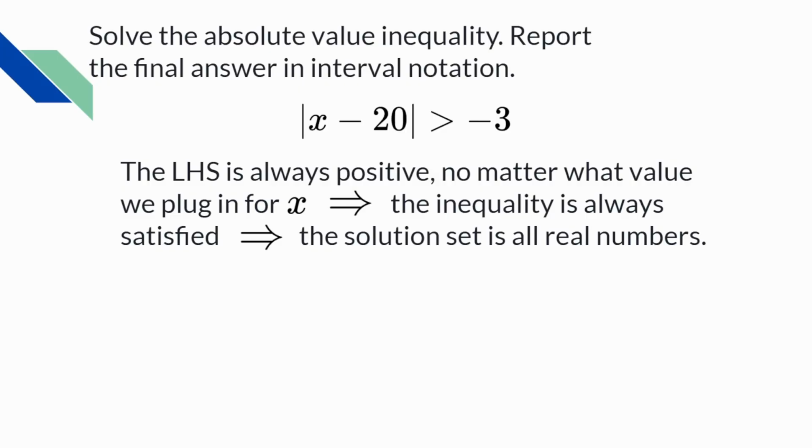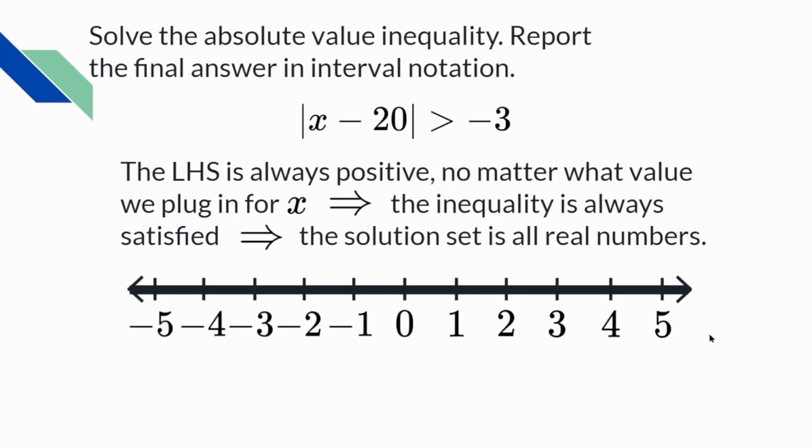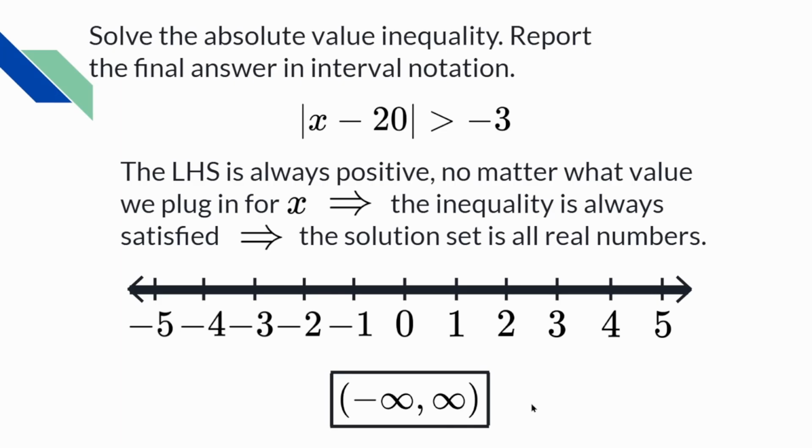So here's what that looks like on the number line, all right? We simply shade everything, all right? All real numbers, that's our solution set. So in interval notation, that looks like this, right? It's negative infinity up to positive infinity. Okay, so that's our final answer.